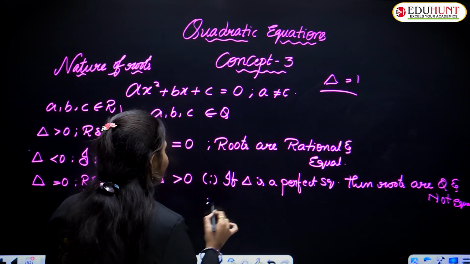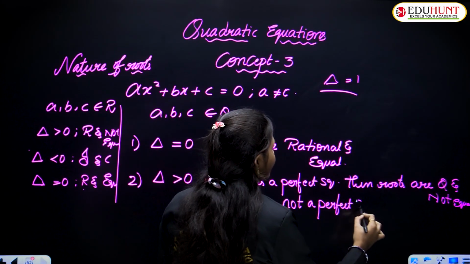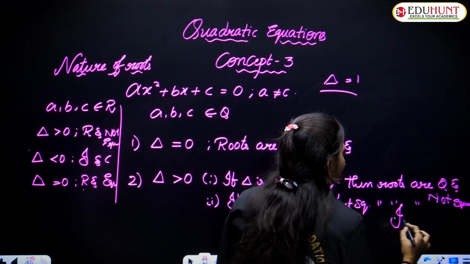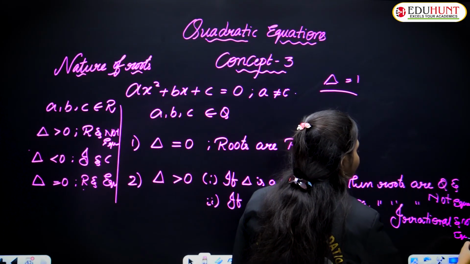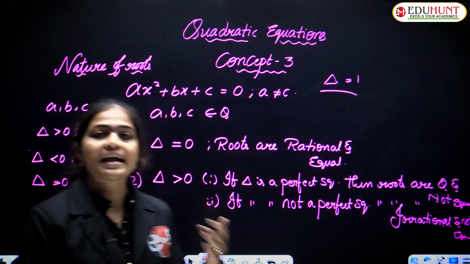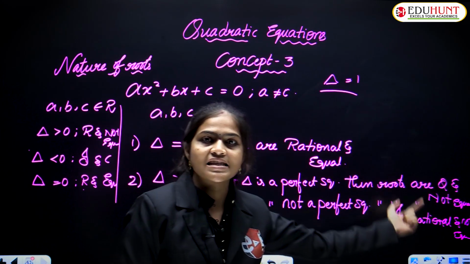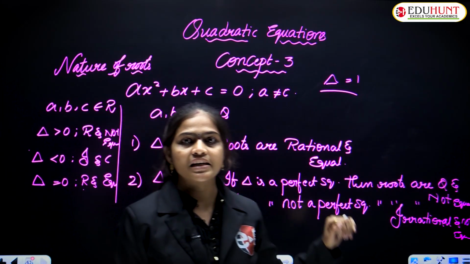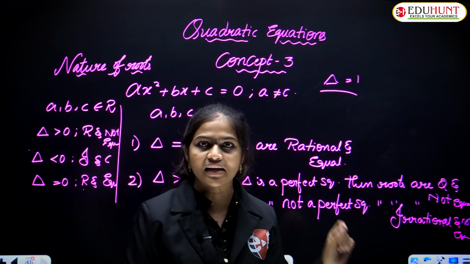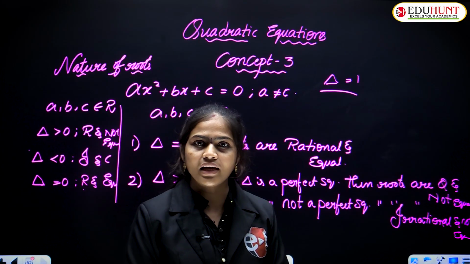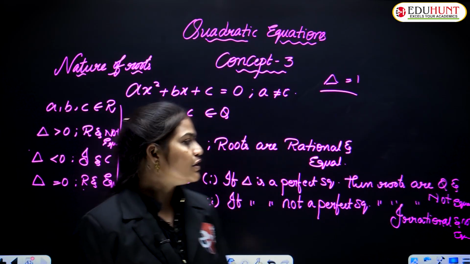Next, the second condition is if delta is not a perfect square, then the roots are irrational and not equal. So this is the next condition. If delta is greater than 0, meaning any positive value, and the positive value is a perfect square, then the roots are rational and not equal. For the second condition, if the discriminant value is not a perfect square, then the roots are irrational and different roots. Understand? So this is the second condition.